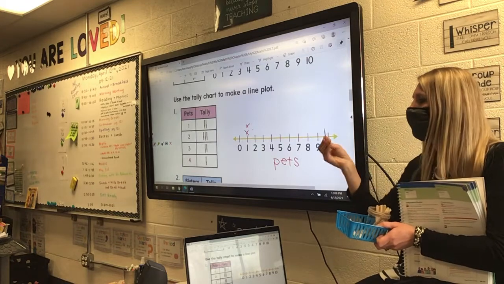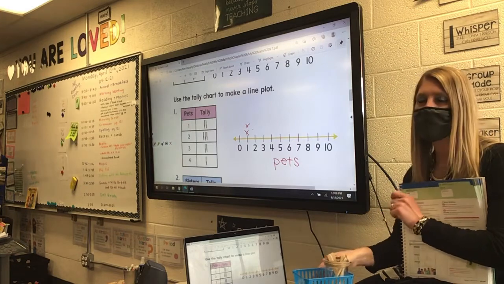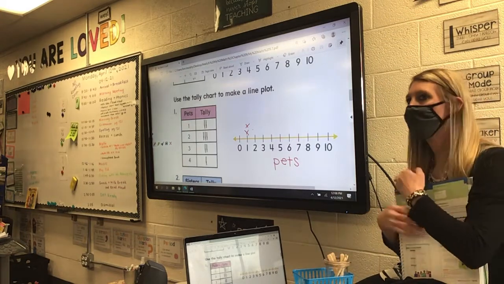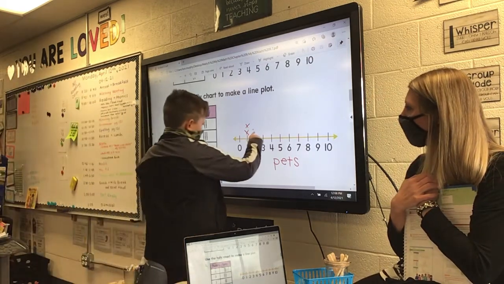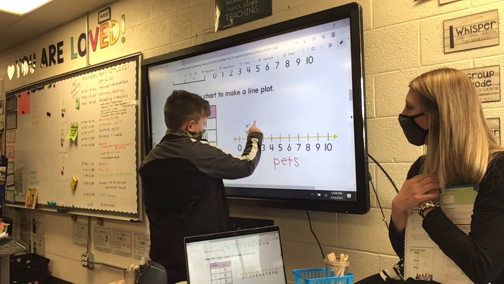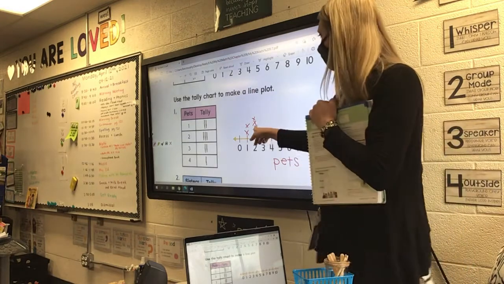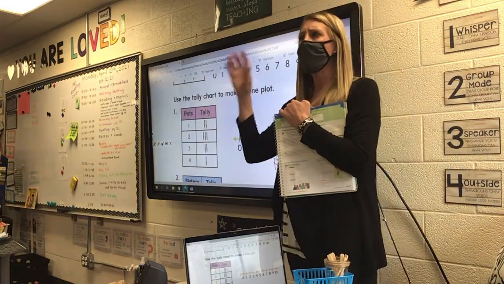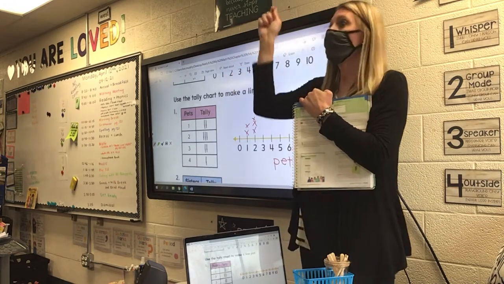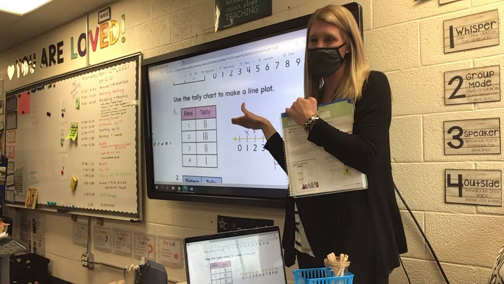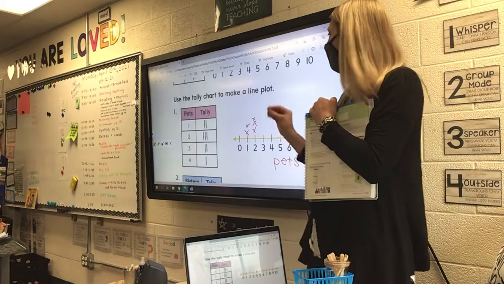All right, how about 2 pets? Caden, do you want to come up here and do the 2 pets? Good job. And just one thing, when you make your X's, Caden did a pretty good job there, but try to make them similar in size, because you don't want to make one really tiny and then make a really big X, because then it's going to be hard to count. So try to make them about the same size, if you can. I know it's kind of tricky, but do your best, okay?